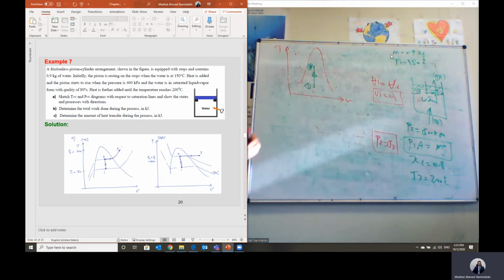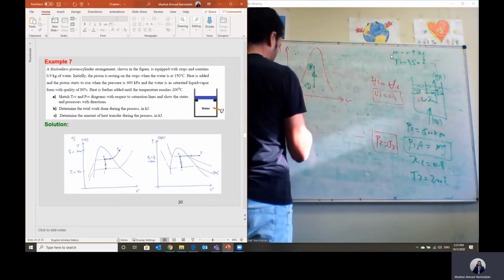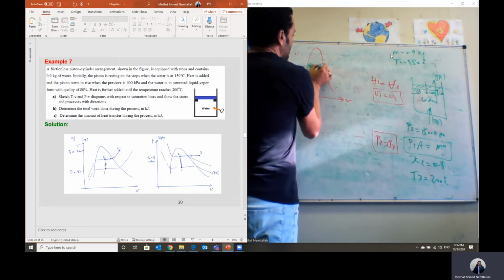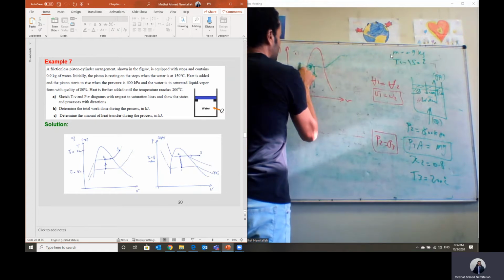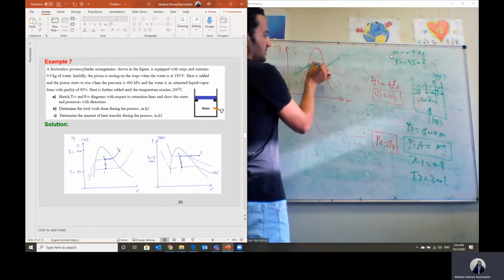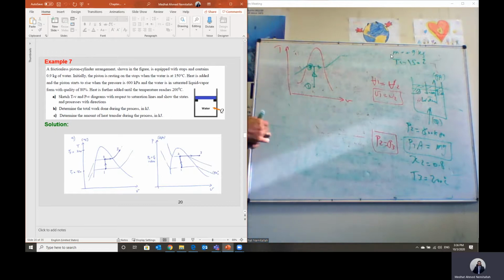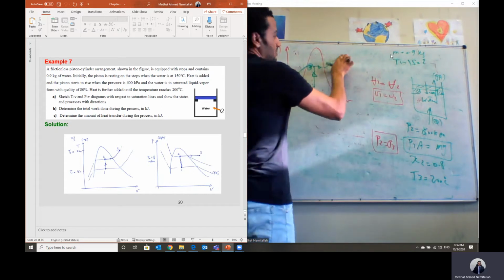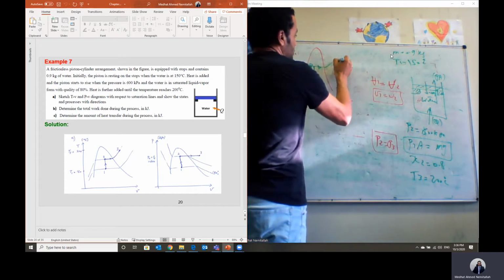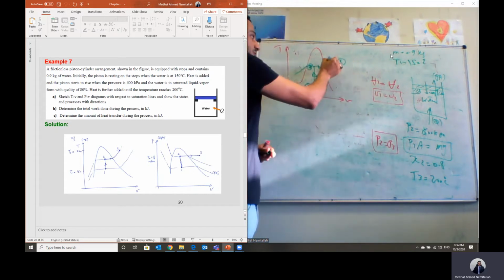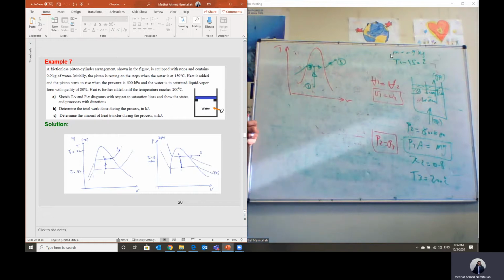But after state number 2, I will be adding heat under constant pressure line on the T-v diagram at state number 2. So this line represents a line of constant pressure. So in this case, I will be adding heat. The gas will be expanding, the volume will be increasing, following this constant pressure line until we reach state number 3, which should be superheated in this case.